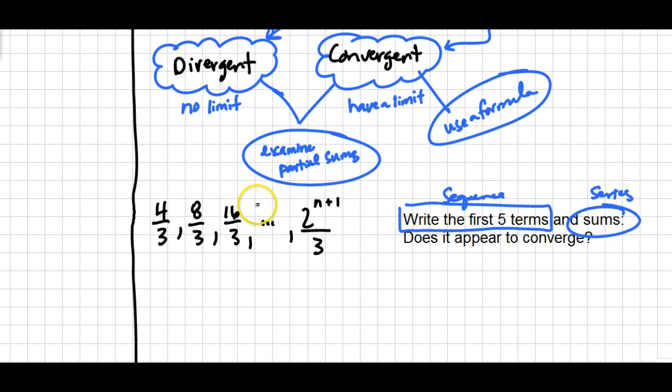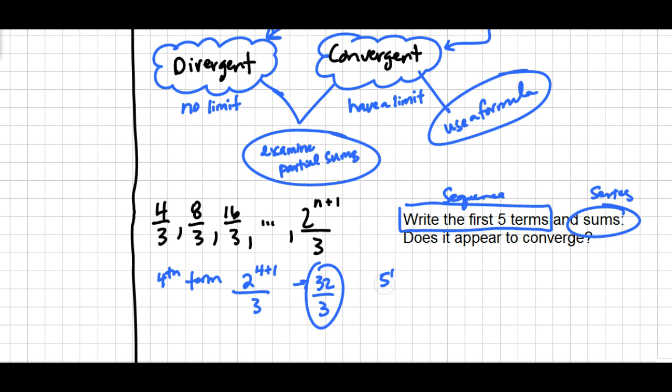If we're trying to find term 4 and 5, we could either take the previous term and multiply by 2 because we've already determined that the r value is 2, or you can plug in a 4 for n into the formula. So I'm going to use the formula to find the 4th term. I'm going to plug in 4 for n, and then use the order of operations to generate the 4th term. 2 to the 4 plus 1 is going to be 2 to the 5th, which I know is 32 over 3.